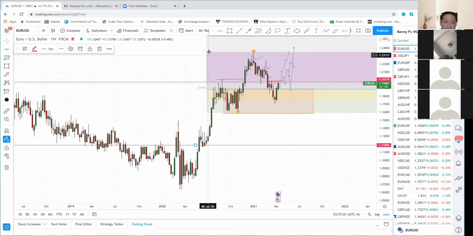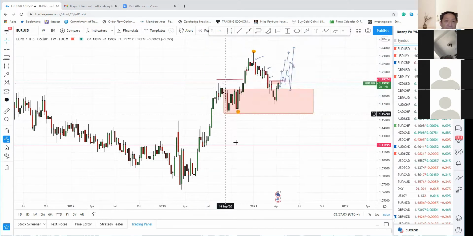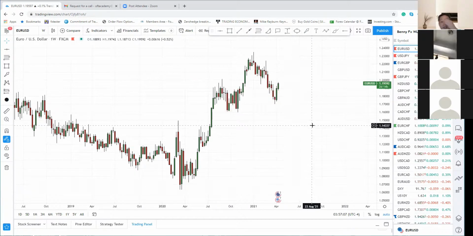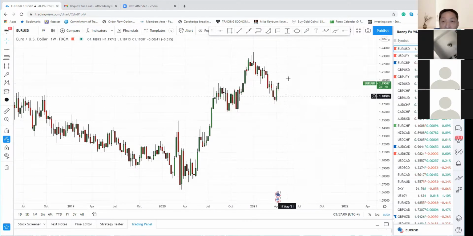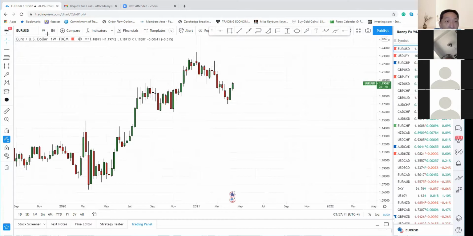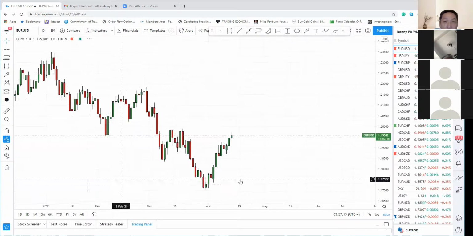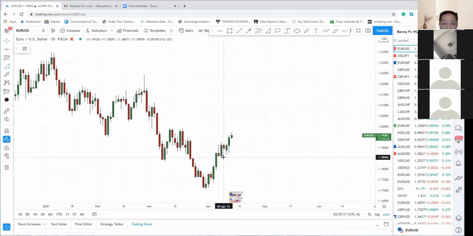Okay. That's how I determine location. You know, location that you have learned during the workshop. So I'm looking to buy. This is a weekly time frame. Now you go to the daily time frame. You can see that these are all gaps. See, all these are all gaps.